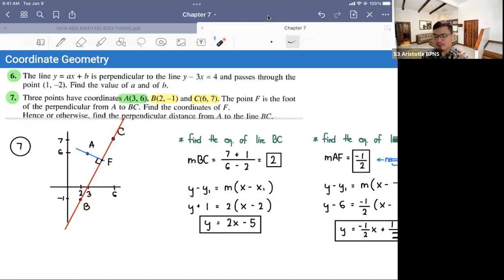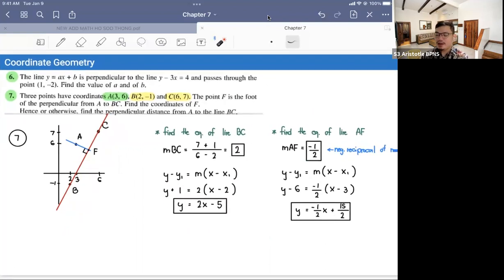So here I went for point B. So here is +2, and then this is -1, right? So therefore, simplifying this, your first equation is y equals 2x minus 5. Any question, class, for this? So that's the equation of line BC.